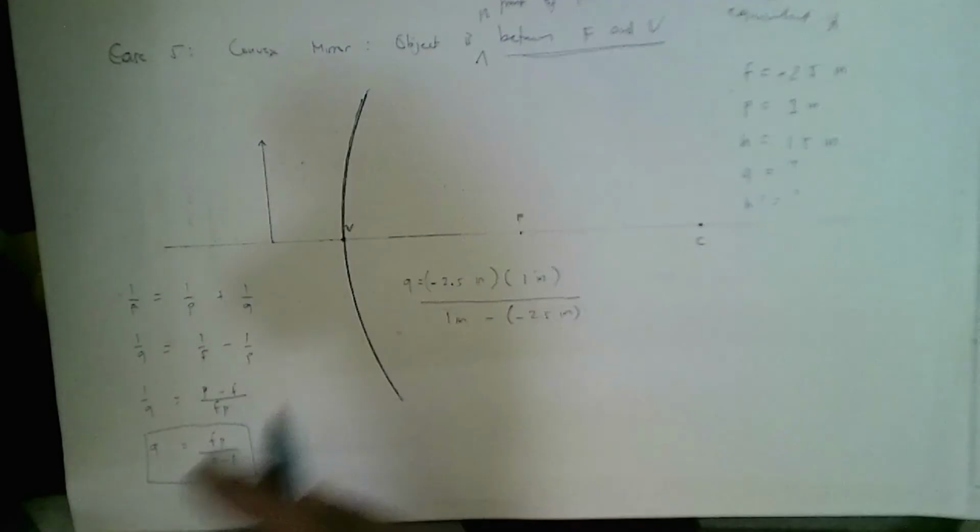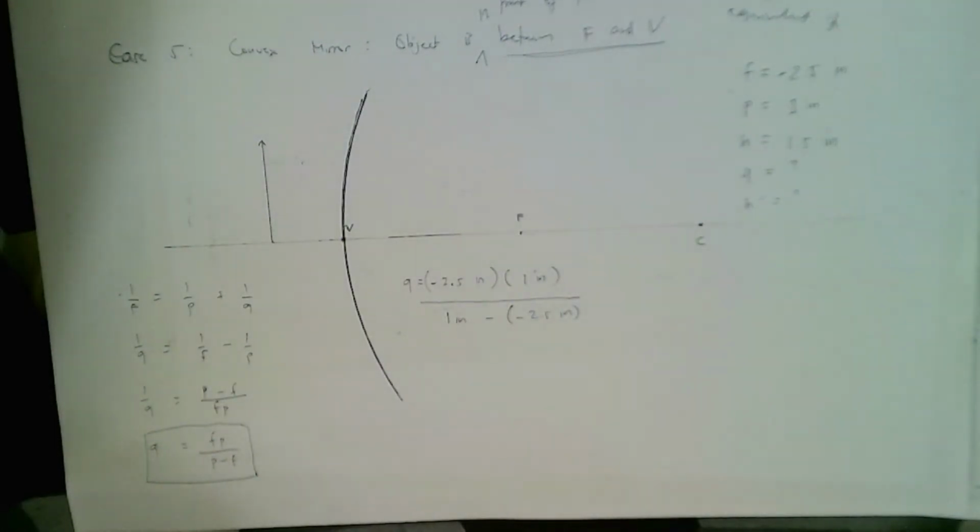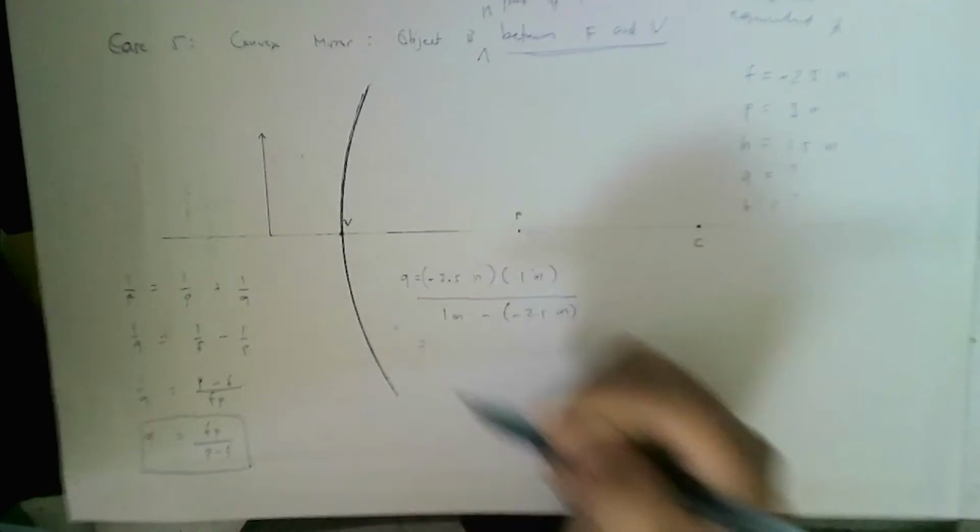Okay, so now we proceed here. Obviously, I have to multiply 2.5 this side first.